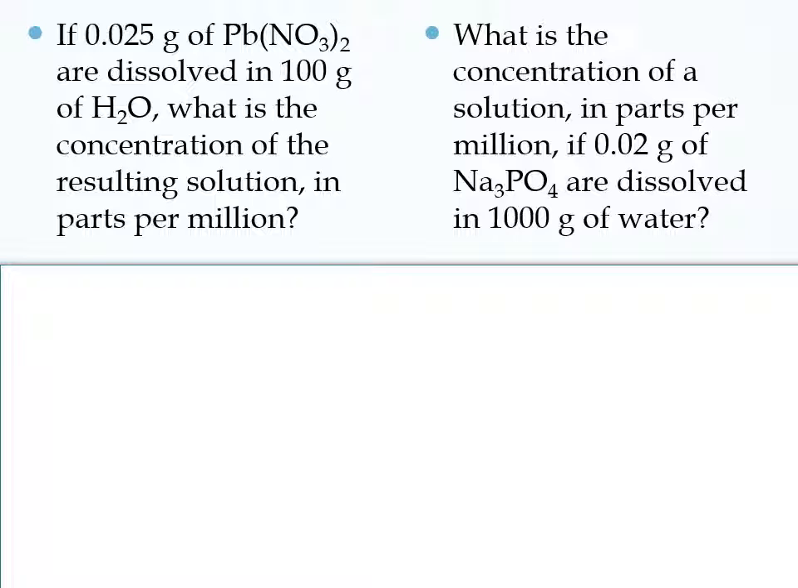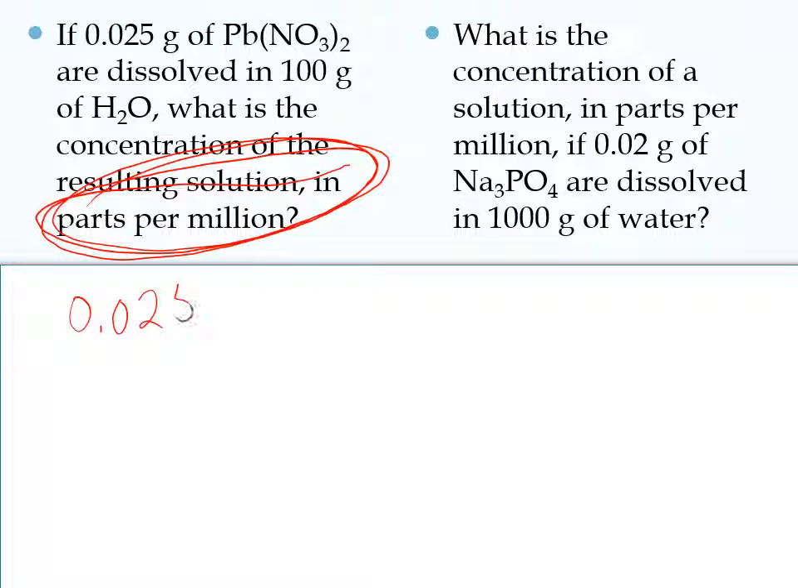If 0.025 grams of lead nitrate are dissolved in 100 grams of water, what's the concentration of the resulting solution in parts per million? Again, notice the question has to tell you this is the way we're measuring it. If it said parts per million, use parts per million. If it says percent composition, use percent composition. But for this, we have our part, which is 0.025 grams.